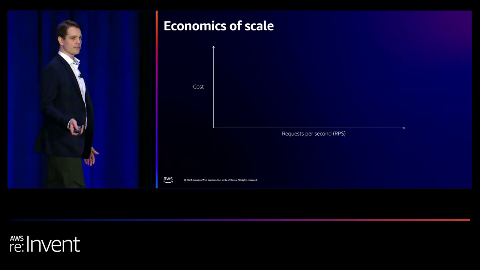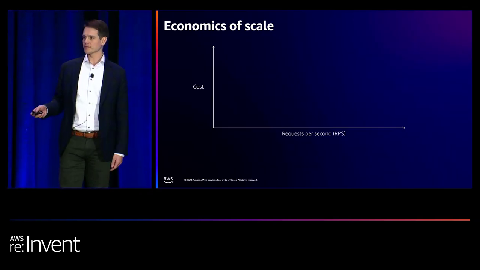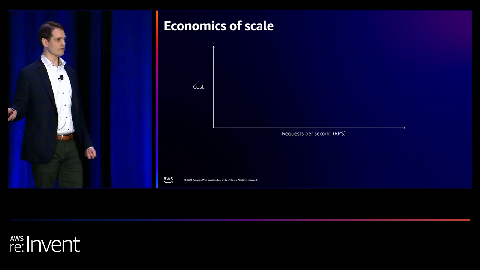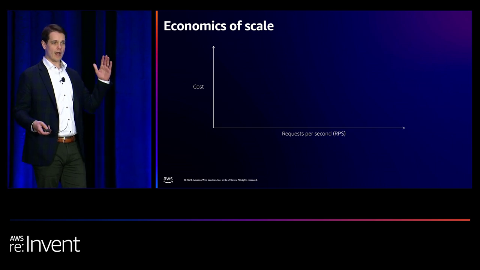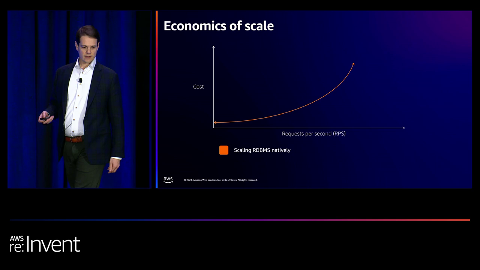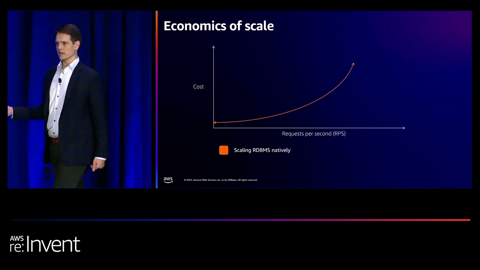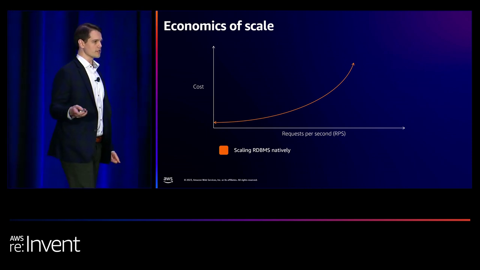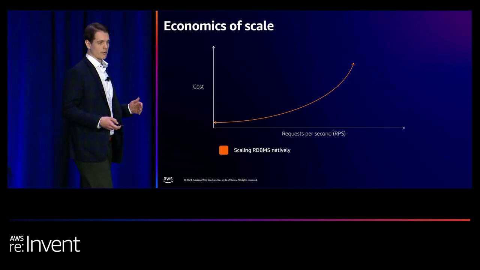So on this graph, we're going to plot a couple of different curves. On the x-axis, we have the query throughput measured in requests per second. And on the y-axis, the associated cost. So generally speaking, this first curve here is about scaling a database with traditional techniques. The more performance that your application demands, the higher cost that you're going to pay.